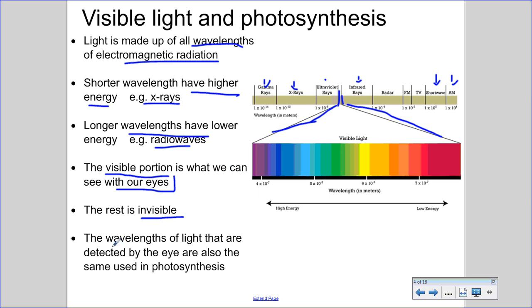The wavelengths of light that are detected by the eye are also the same wavelengths that are used in photosynthesis. So it is this visible portion of the light spectrum that gets used in photosynthesis. It is this part of light that gets harnessed by chlorophyll.